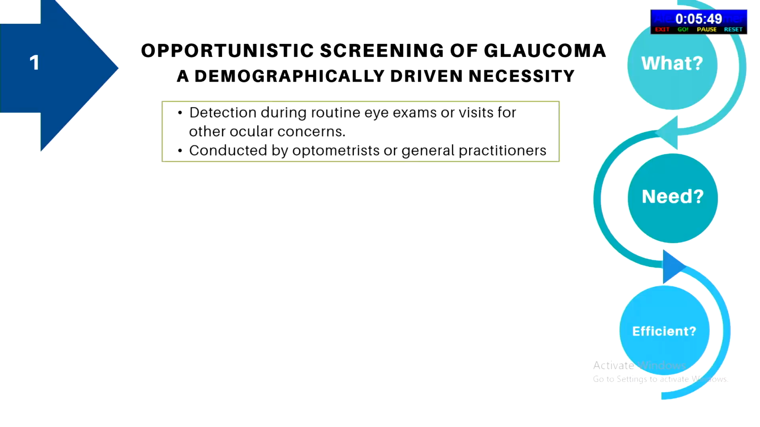So I'll be talking very briefly on 10 dictums which I follow while evaluating cases of glaucoma. No financial interest. The first one is opportunistic screening. One should do it whenever we get a chance. We must do opportunistic screening to find out any glaucoma-suspicious patient.